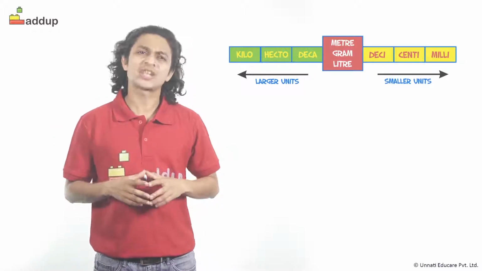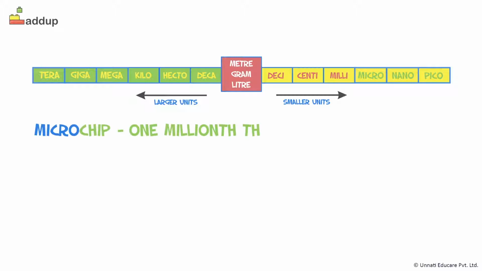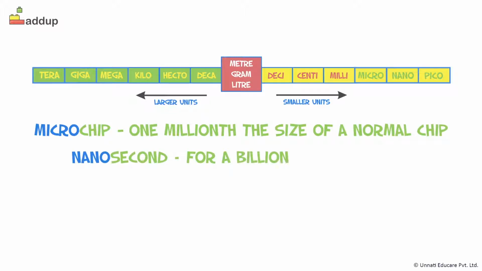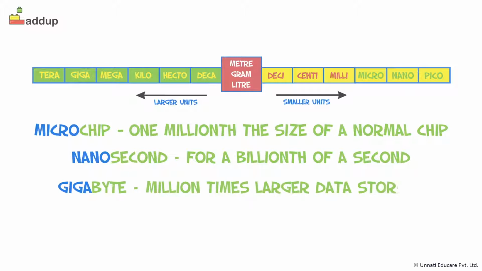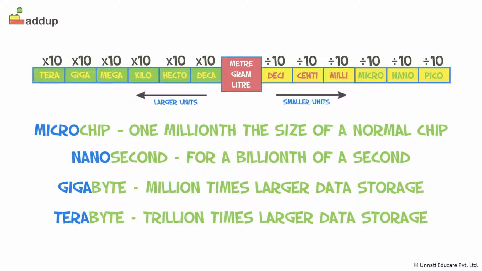But what if something is larger than a kilo or smaller than a milli? We can measure much larger or smaller quantities by expanding the metric system further. Here are a few examples. A microchip, 1/1,000,000th the size of a normal chip. A nanosecond, for a billionth of a second. A gigabyte, million times larger data storage. A terabyte, trillion times larger data storage. We can extend the system in any direction for all quantities. Just multiply or divide the biggest and the smallest units respectively by 10.